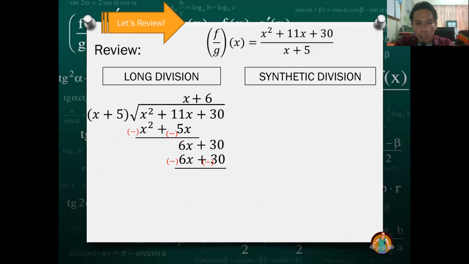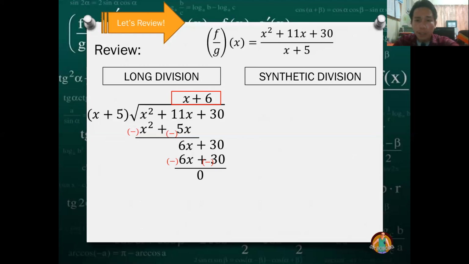So 6x minus 6x is 0, and 30 minus 30 will give us 0. And then, since wala na tayong i-bring down, we will stop at that, and our final answer will be x plus 6 as our quotient. Okay, that is long division.